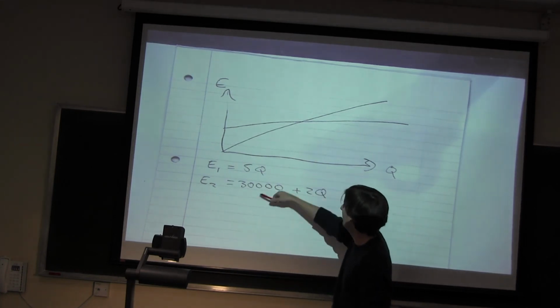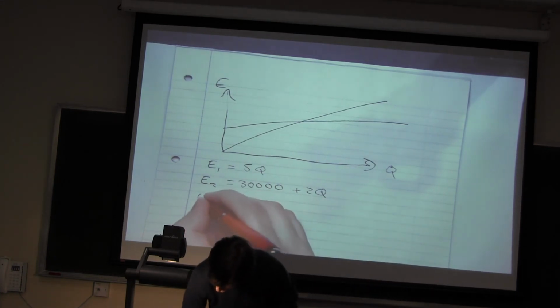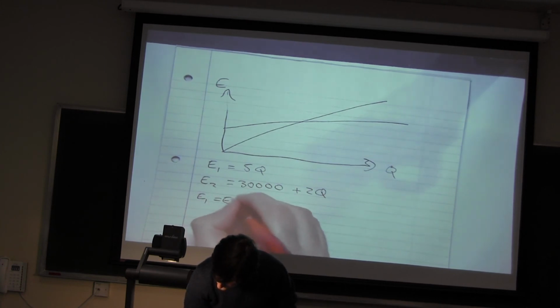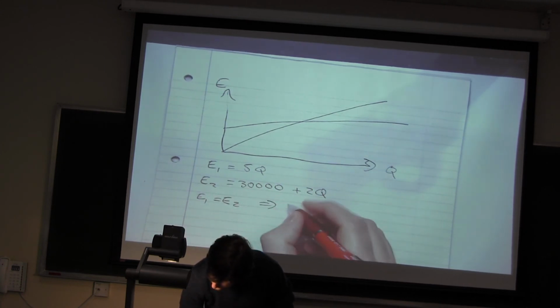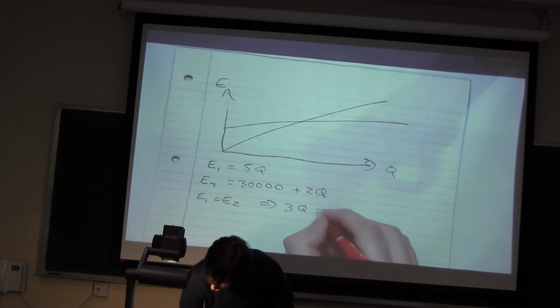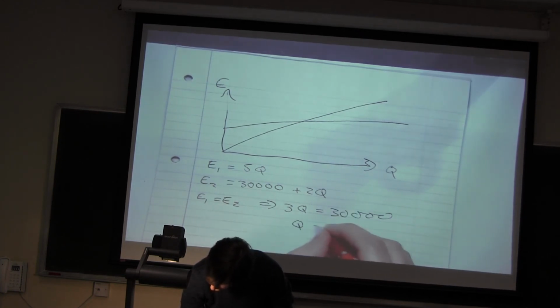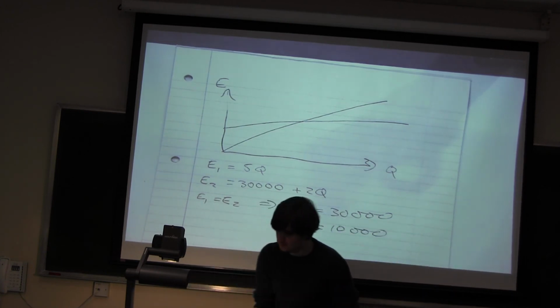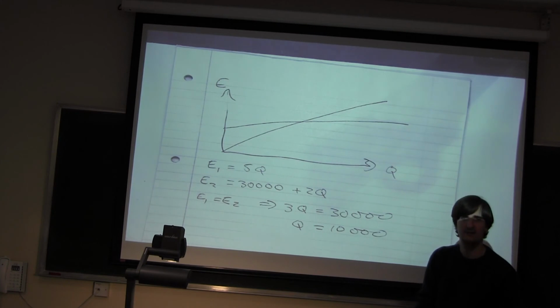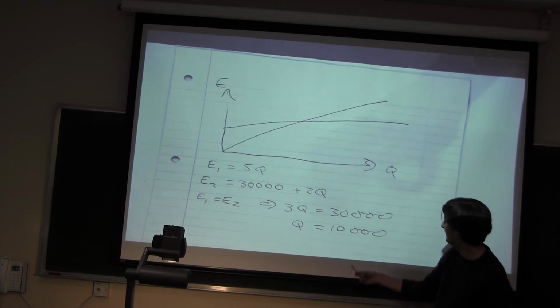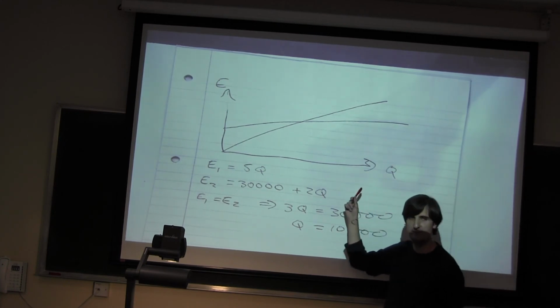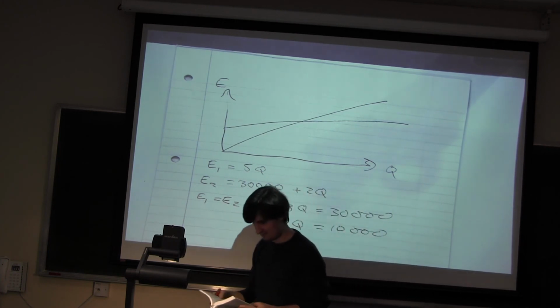So the two lines cross when E1 is equal to E2, which happens when 3Q is equal to 30,000, so Q is equal to 10,000. It's hardly worth doing, but if you do more than 10,000 copies, then you're better off with a two-part tariff.